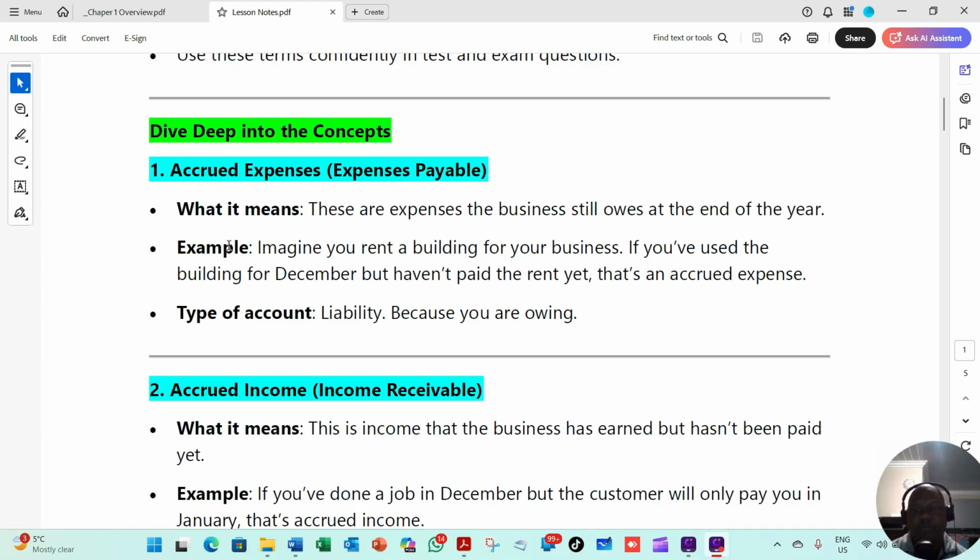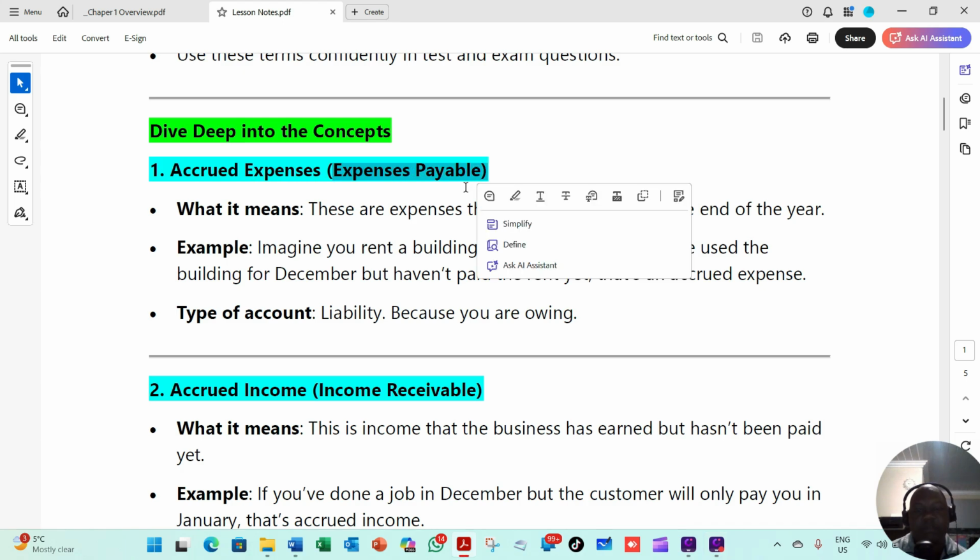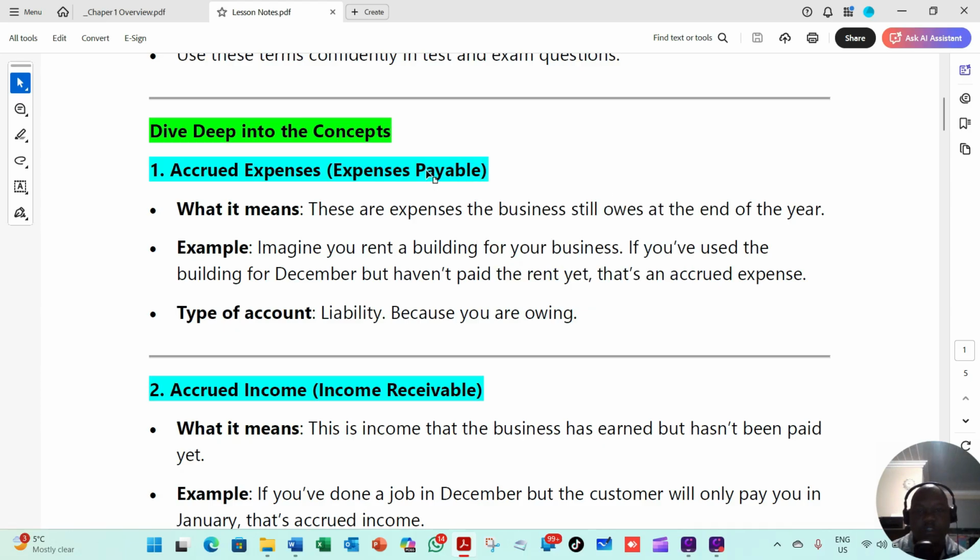The first one is accrued expense. What is an accrued expense? The other name for an accrued expense is an expense payable. So you can tell that this is something that is due. It has to be paid. By that you can also tell that it must be a liability. There are things that will become obvious when you just read the name of the concept.